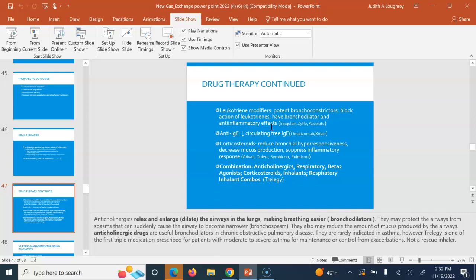Corticosteroids are also used. They reduce bronchial hyperresponsiveness, they decrease mucus production, and they suppress inflammatory response. Those examples are Advair, Dulera, Symbicort, Pulmicort. And they also have combinations with anticholinergics, beta-2 agonists, corticosteroids, inhalants. One particular medication that you'll see being administered to patients with asthma, as well as sometimes now with COPD, is a medication called Trelegy. And Trelegy is a 3-in-1, so it has 3 different modes of action.